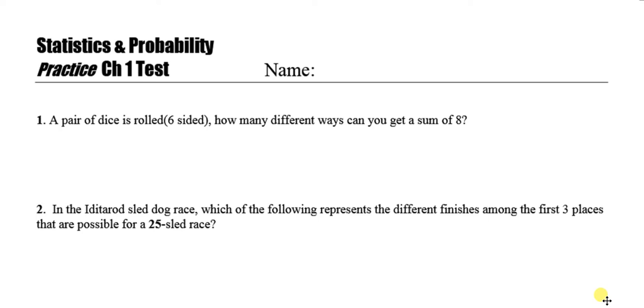So here is the practice test. Question number 1 is, a pair of dice is rolled. How many different ways can you get a sum of 8? Now, I'm not going to fill out this whole grid, but when we've done this in class, if you think of this as being the options for dice number 1, you have 6 options. It can be a 1, 2, 3, 4, 5, or 6. And you have 6 options for dice number 2.